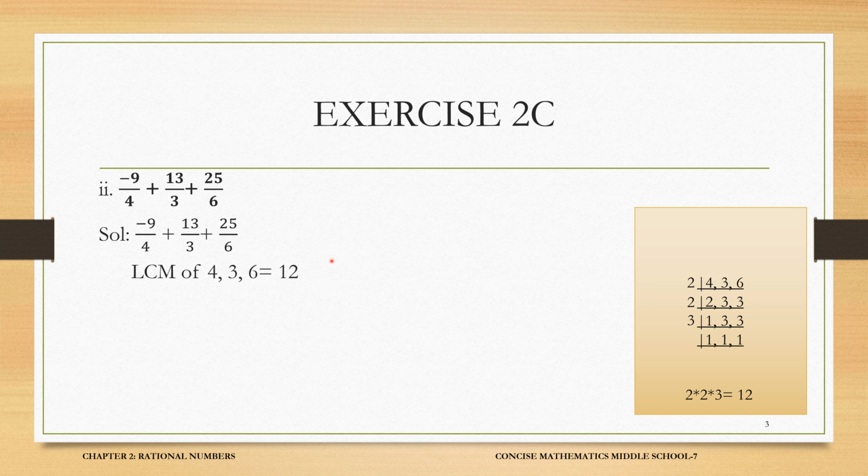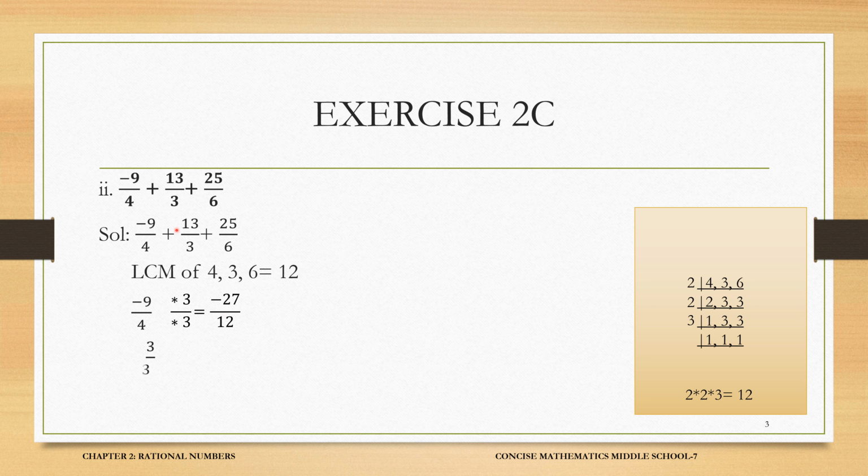Now our next step is to make the denominators equal. Just take the first rational number minus 9 by 4 and you have to multiply the denominator with 3 so that it becomes 12. 4 3s are 12. Minus into plus is minus. 9 3s are 27. So minus 27 by 12.